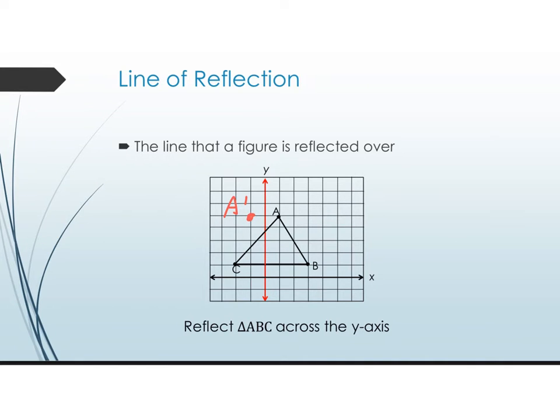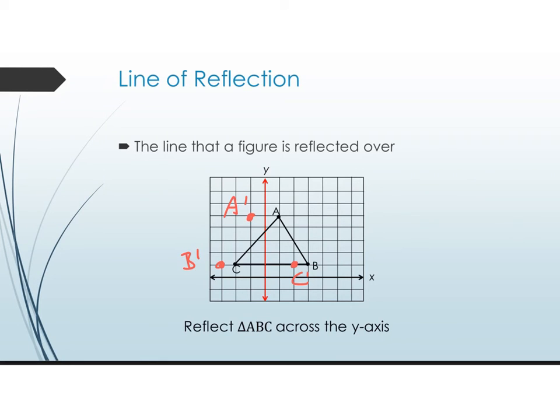A gets flipped over the line to become A prime. And again, you notice here, this is my line of reflection. A is one spot from it, so I make A prime go in the other direction, one from it. And let's keep going here. C becomes C prime, flips the opposite direction across that line, and B becomes B prime, flips over to here.